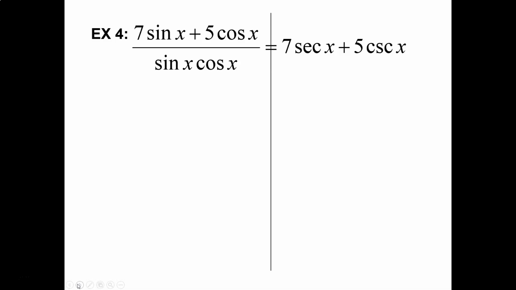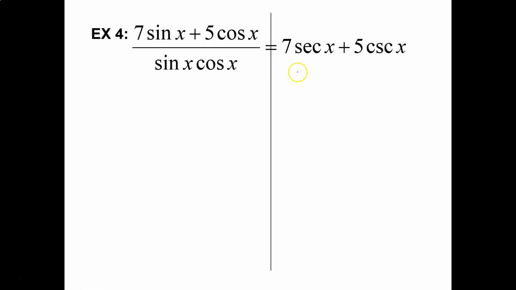I said a strategy could be to work on the most complicated side first. So you could make an argument for either side being the most complicated. This one has sines and cosines, which are sort of more simple units when you're dealing with trig. This is secant and cosecant, which can be changed to sines and cosines. So I'm inclined to work on the right side first because I know I can change that to 1 over cosine and 1 over sine. So I think I'll do it that way first, even though this side looks crazier, right?